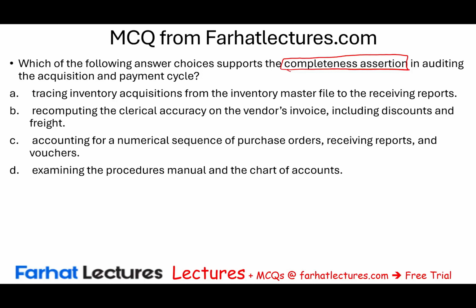Okay, so A, tracing inventory acquisition from inventory master file to the receiving report. What are we doing here? We're tracing inventory acquisition from the inventory master file. If it's in the inventory master file, then it's there. What are we looking for if it's there? We're not looking for completeness. If it's in the inventory master file, it's already there, and now we're looking at a receiving report to make sure that this inventory we did actually receive. That's all that's going on. We're looking for support and documentation for something that's on the books. So that's not for completeness.